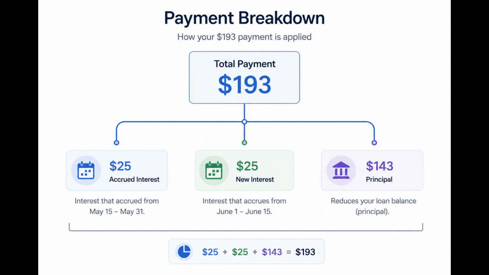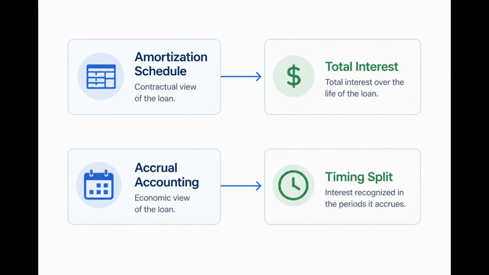This is the key moment. The payment includes previous accrued interest, new interest since month end, and a principal repayment. So here's the core idea. The amortization schedule tells you how much interest exists. Accrual accounting tells you when to recognize it. The payment doesn't create the expense, it settles it.